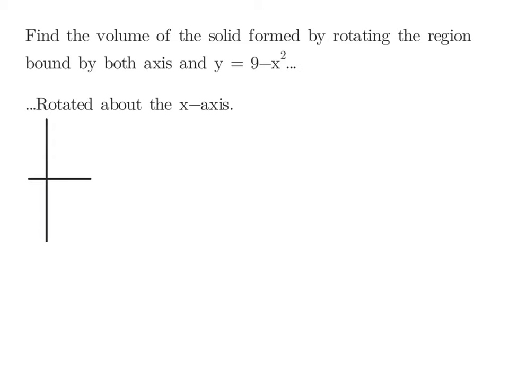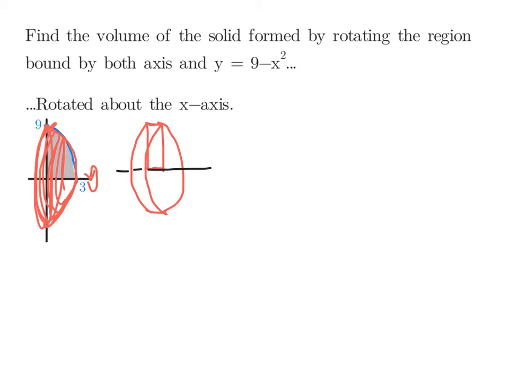y equals 9 minus x squared is a parabola with the y-intercept at 9, opens down, and has an x-intercept at 3. So here's a good look at our region, and if we rotate it about the x-axis, every point gets rotated around the x-axis, and so we'll have a shape that kind of looks like almost like a cone.